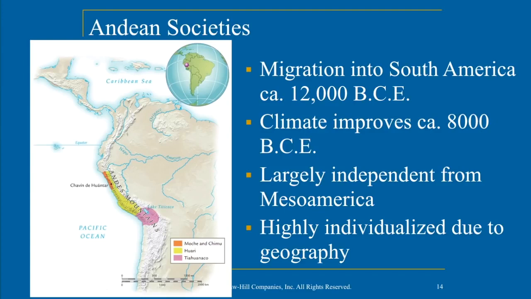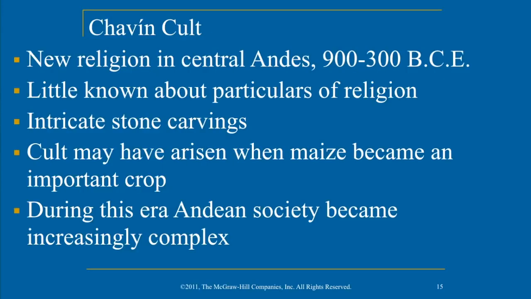The Andes Mountains, again, create a separation, and it's really far south from Teotihuacan and some of the Maya and Olmec societies, as we studied a little bit before. In the Andes area, we know that there was this thing called the Chavín Cult. This new religion is in the central Andes. It shows up around 900 to 300 BCE.